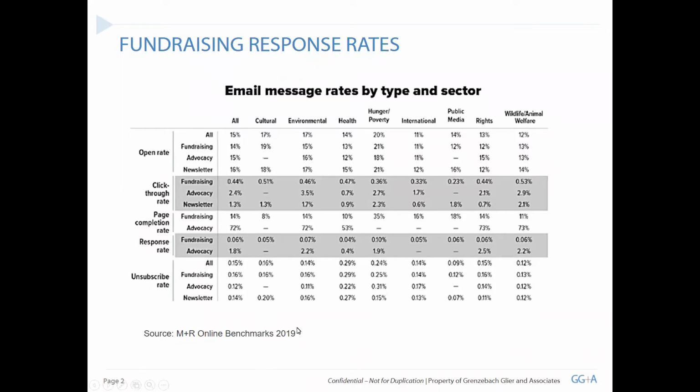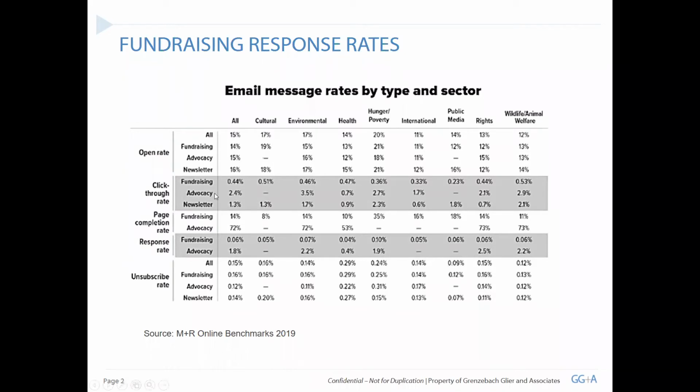And these are fundraising email message rates by type and sector. So across the top, you can see the different verticals, cultural, environmental, all the way over to animal welfare. Down the side here, you can see the different kinds: fundraising, advocacy, which is for campaigning organizations, political organizations, petition signing, and so on, and newsletter. And you can see that overall, the response rate for fundraising emails is 0.06%, which is not high. It means you need on average to send around 1,600 fundraising emails to get one gift.